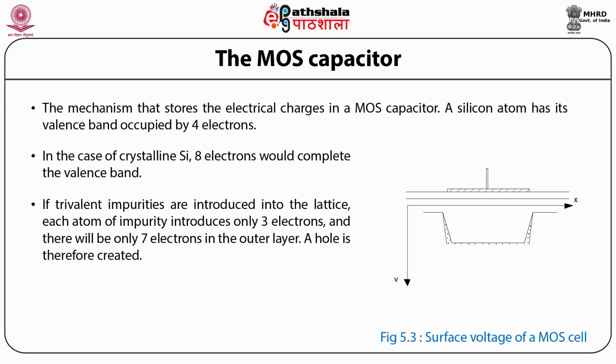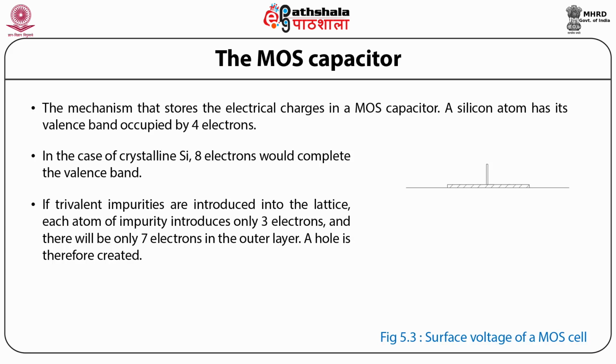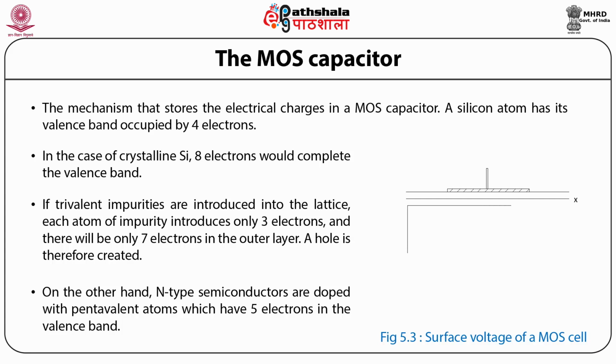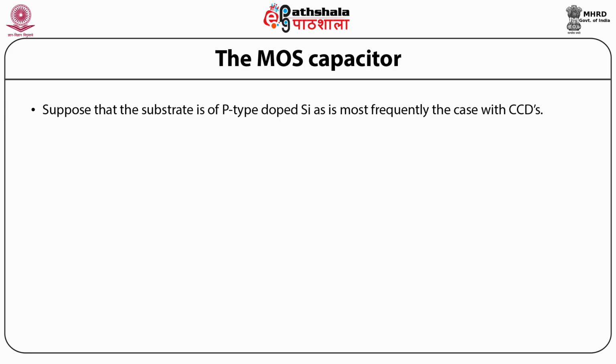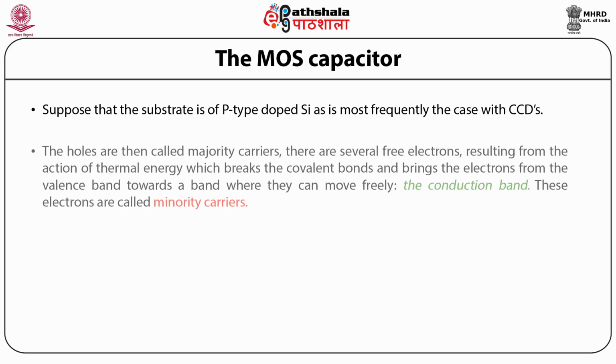The hole is caused by the absence of an electron, and because of the deficiency, we say that the semiconductor is p-type doped. On the other hand, n-type semiconductors are doped with pentavalent atoms which have 5 electrons in the valence band. Suppose that the substrate is of p-type doped silicon, as is most frequently the case with CCDs. The holes are then called majority carriers.